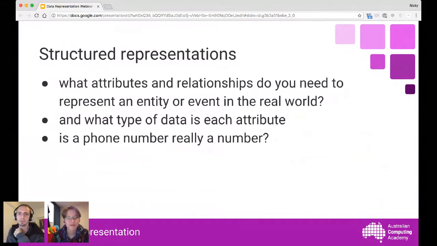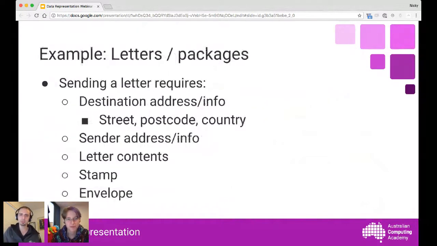And so, to get a better understanding as to why structure might be important, let's take a quick think about how letters work. If you're going to send a letter, and we've chosen letters specifically, you'll see in just a moment, you need to know where it's going, you need your destination, and that has parts like a street and a postcode and a country and all those kinds of things. You need to write the sender address on there. It has some kind of content, the data that you're actually going to transmit. You need a stamp and you need an envelope.